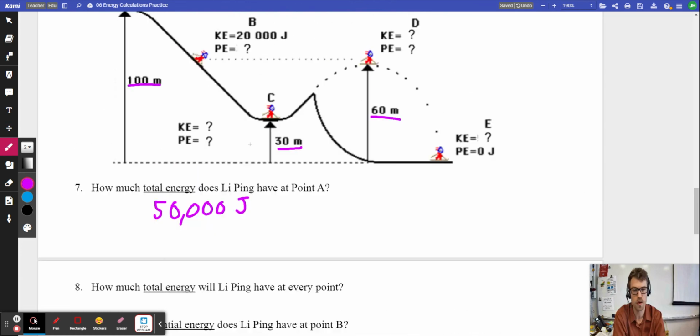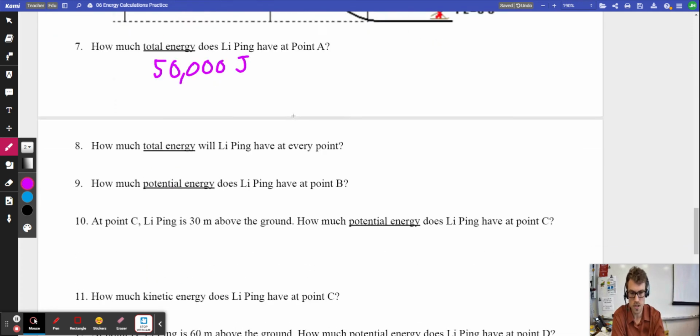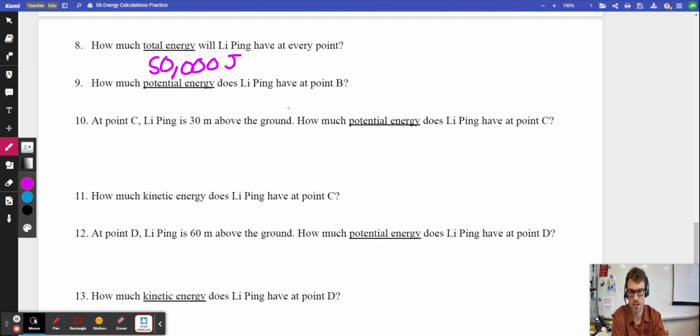All right, now, if we go down here, it says how much total energy will Li Ping have at every point? And what we need to remember is that the law of conservation of energy states that the total amount of energy does not change, right? Energy cannot be created or destroyed, all right? It's only changed between different forms. So by having 50,000 joules of total energy at the top, we should expect to have 50,000 joules of energy at every single point along the way. So how much total energy will he have at every point? He's going to have 50,000 joules of energy.